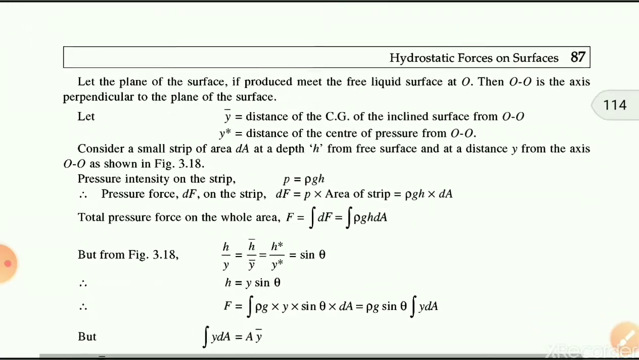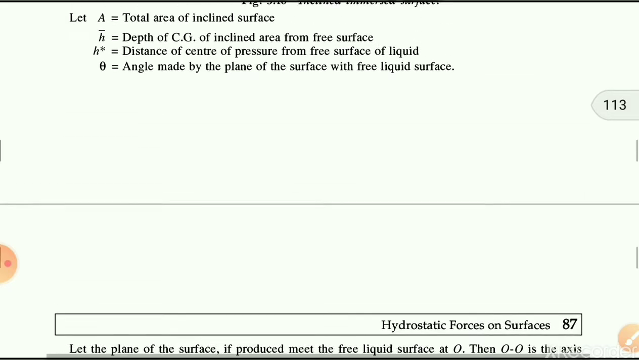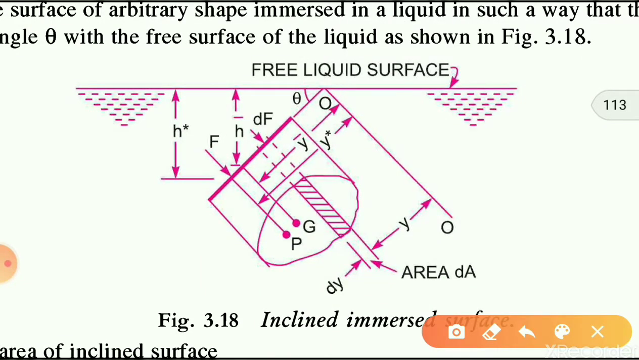Now let the plane of the surface, if produced, meet the free surface at O. Then OO is the axis perpendicular to the plane of the surface. In this diagram, if we extend this surface until the free surface of the liquid, it will cut the free surface at point O. If we make a perpendicular axis from this point O, it is called OO. So this is the axis which is perpendicular to the original direction of the plane.